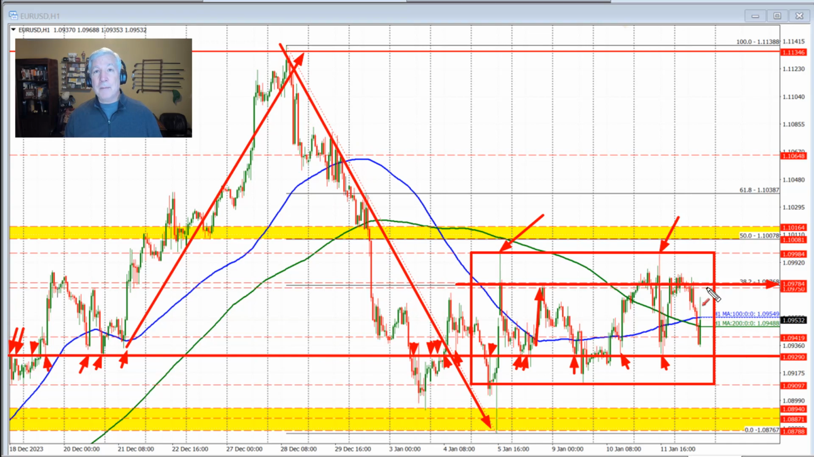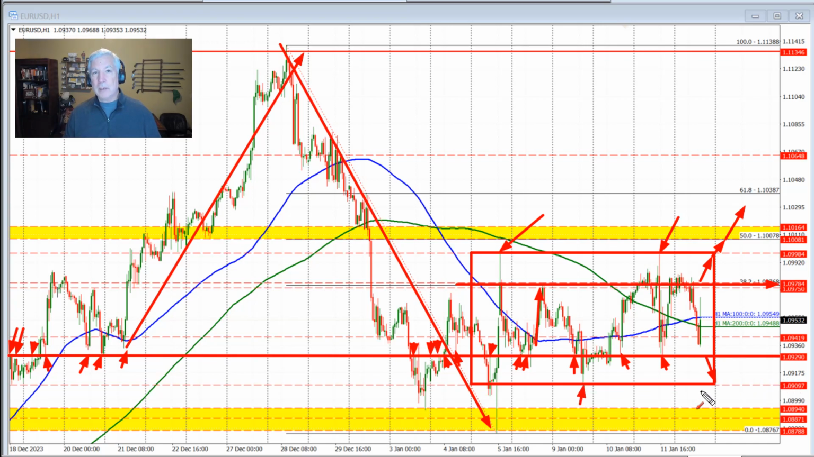We still need to get above that level to show that the buyers mean more control. Above that, we move toward the 109.98 level and 50% retracement, and get above that level. It's more upside potential. On the downside, if we break below the 29 level, then look toward this 109.09 level.